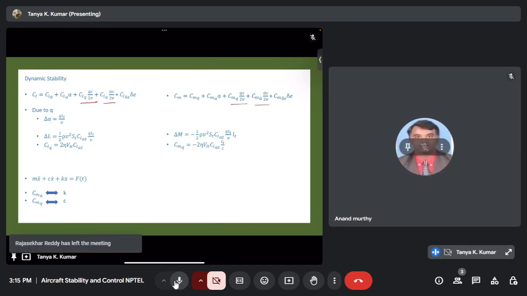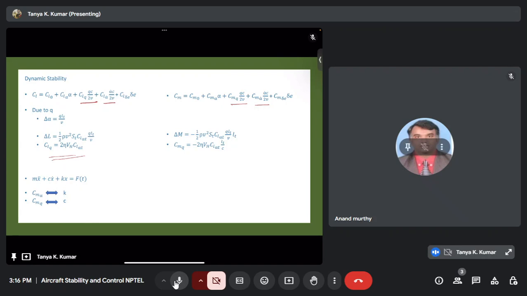We saw why these terms came into play: the moment arm, the lift force generated, and how it contributes towards dynamic stability. All of these terms came from their respective derivatives for the lift and the moment. Then we saw how it compares to a typical second order system, a spring mass damper system, where Cm alpha is like the stiffness coefficient. It resists the tendency towards a change from its equilibrium.